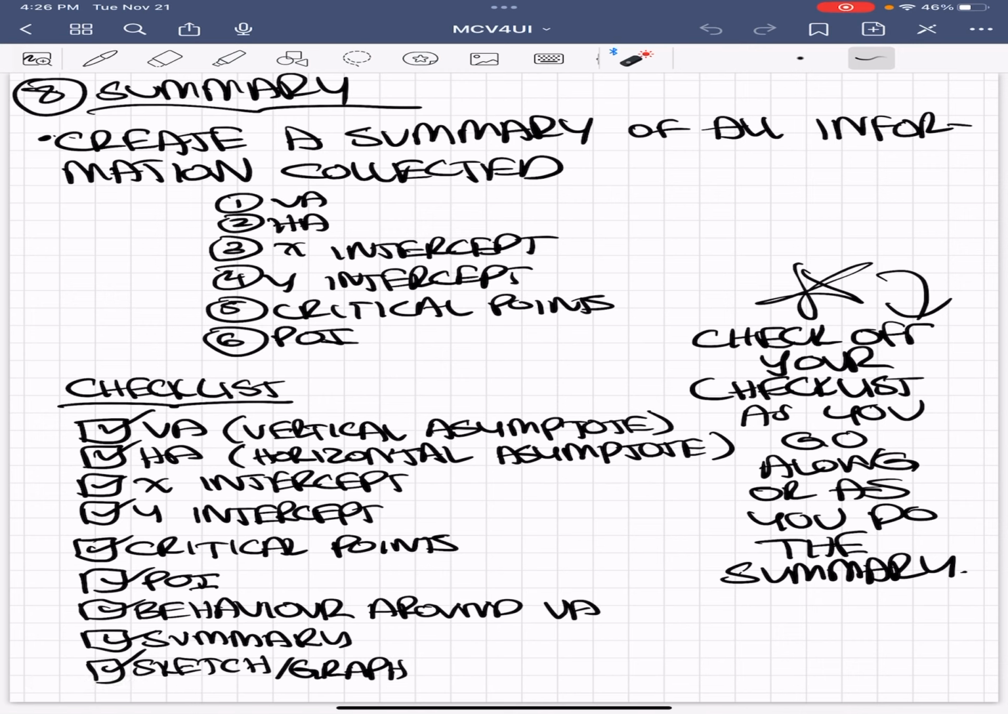Create a summary of all information collected. The VA, the HA, the x-intercept, the y-intercept, the critical point, and the POI. Make sure you check over your checklist. Check off your checklist as you go along or as you do the summary.